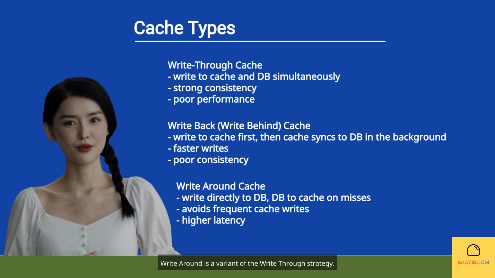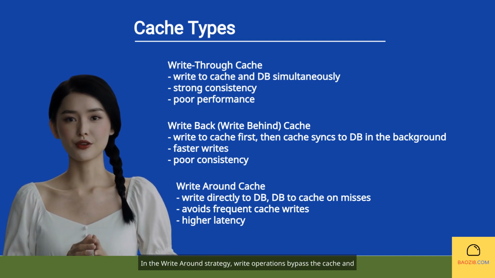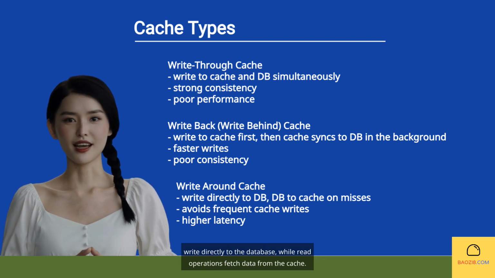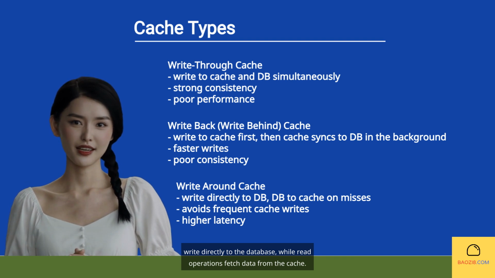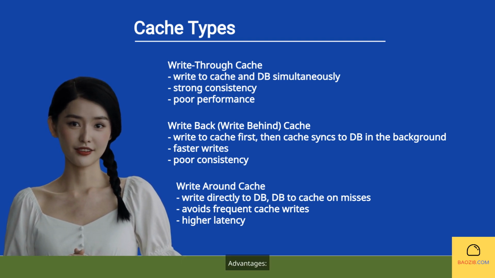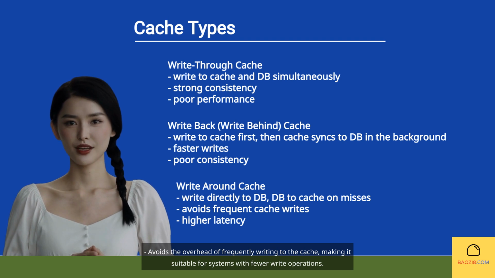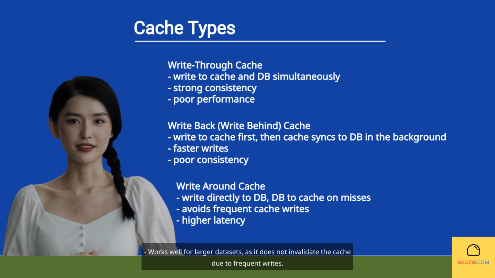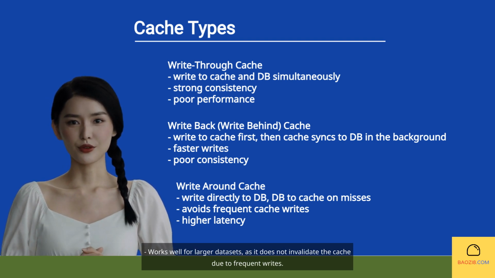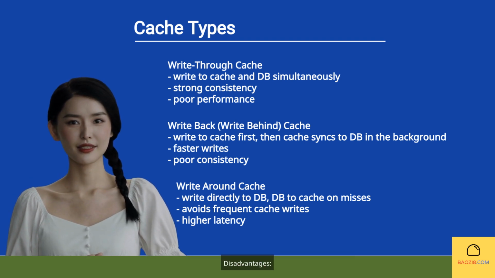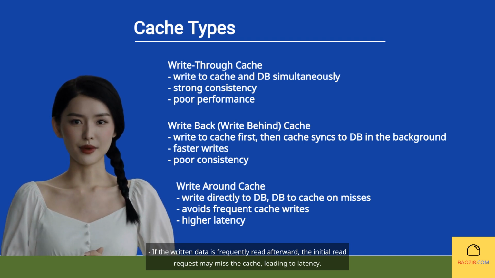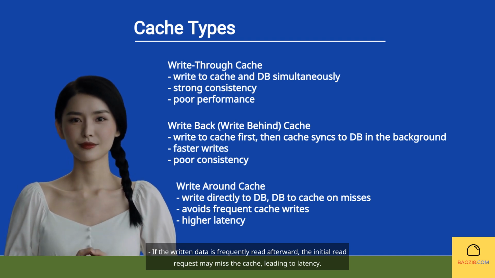Write-around is a variant of the write-through strategy. In the write-around strategy, write operations bypass the cache and write directly to the database, while read operations fetch data from the cache. Advantages: avoids the overhead of frequently writing to the cache, making it suitable for systems with fewer write operations. Works well for larger data sets, as it does not invalidate the cache due to frequent writes. Disadvantages: if the written data is frequently read afterward, the initial read request may miss the cache, leading to latency.